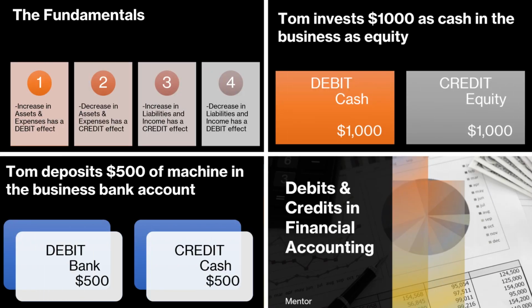So with a few simple examples, I have explained the mechanics of debits and credits in the double entry bookkeeping system.